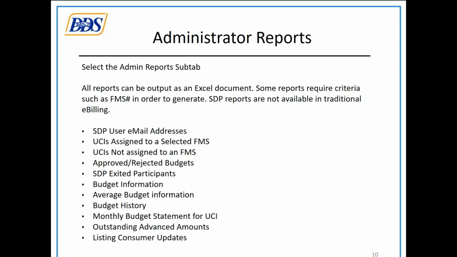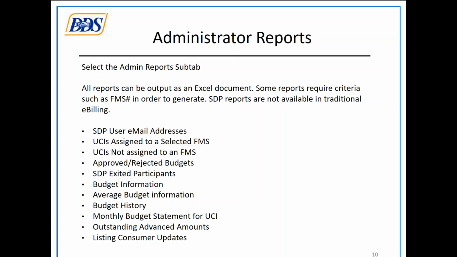There's a monthly budget statement for a consumer, so you would input the UCI number, and then it will bring up what transactions happened that month for that consumer. That's very similar to a bank statement that you would sort by a month. It has the consumer number, and then it shows the budget amounts at the beginning of the month, what was debited throughout the month for which service codes, and then what's remaining.